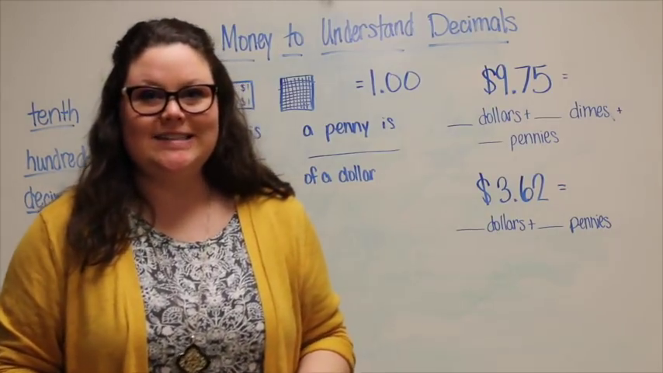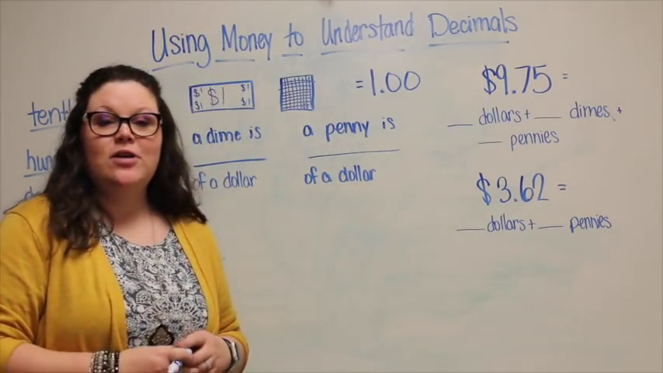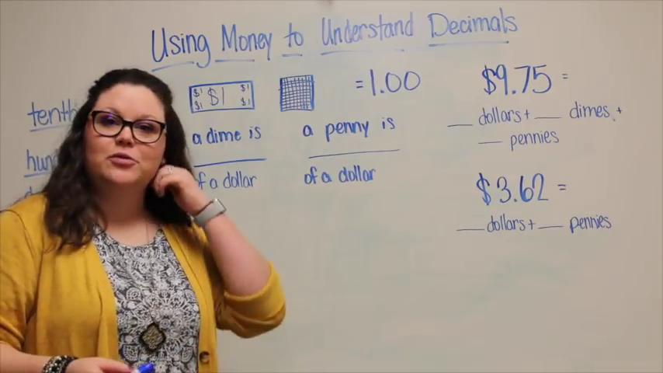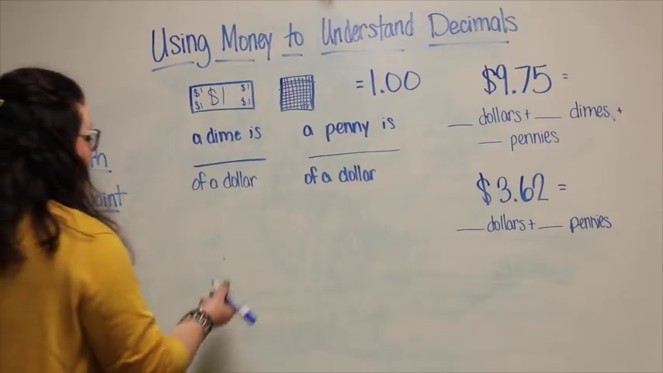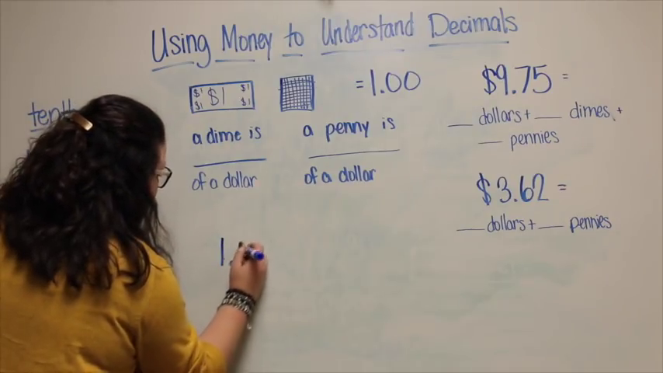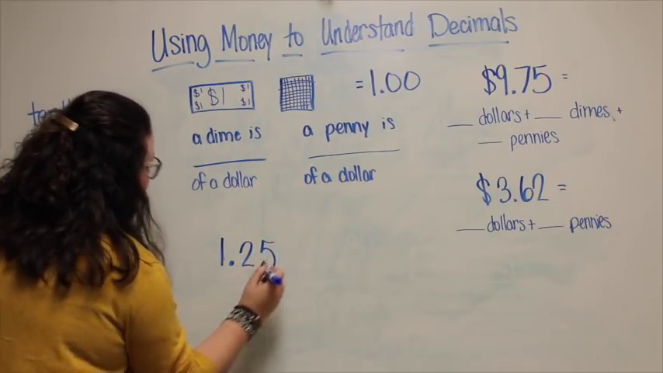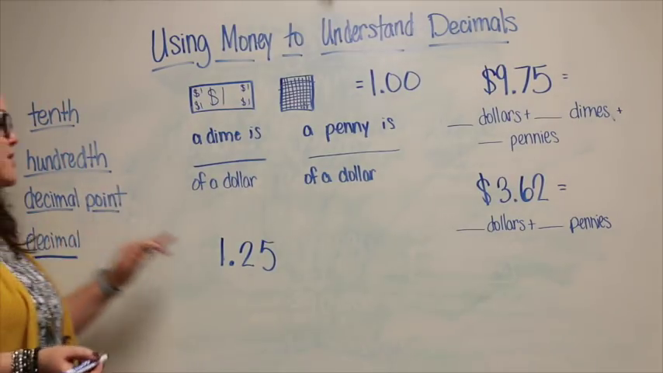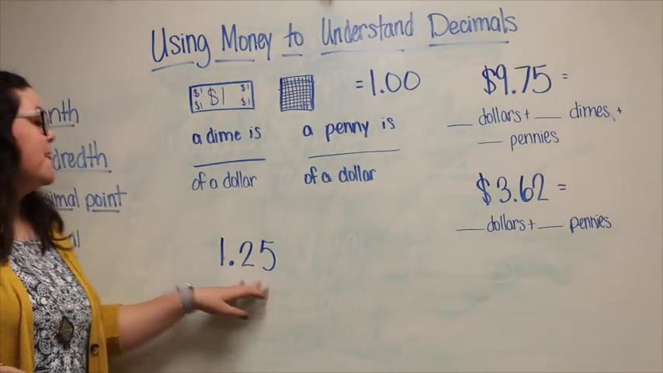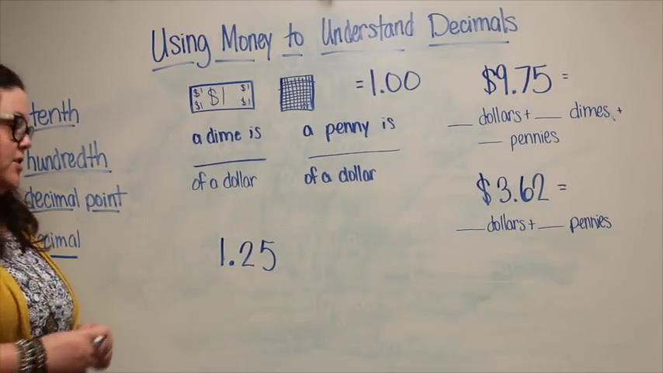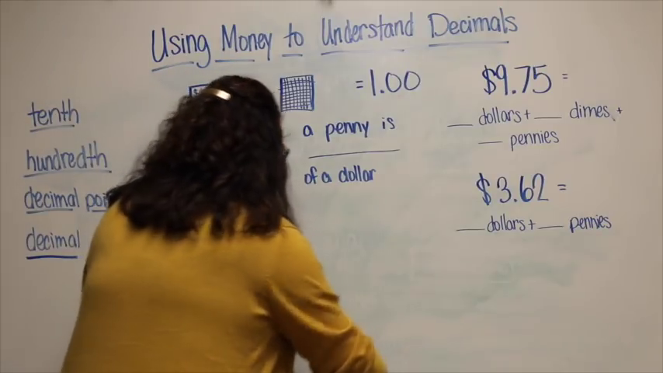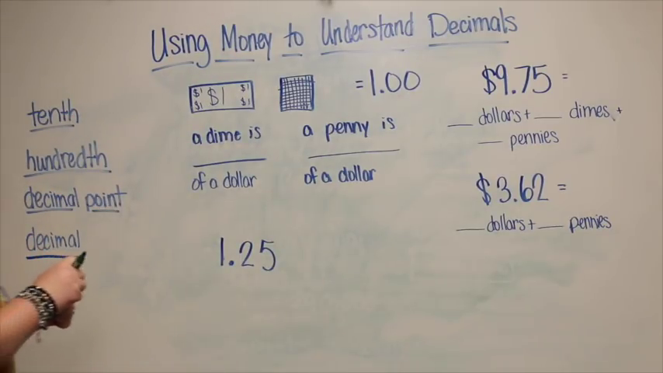me to help us understand decimals. So a few important vocabulary words that we need to go over before we begin are the words tenth, hundredth, decimal point, and decimal. So I'm going to write this number on the board, and I'm going to use this to help explain our vocabulary terms today. So if this is the number I am working with, it's important to notice that I have a decimal point.